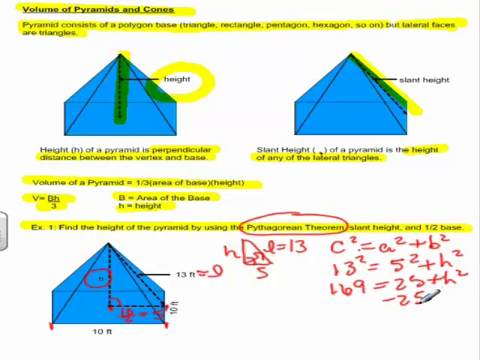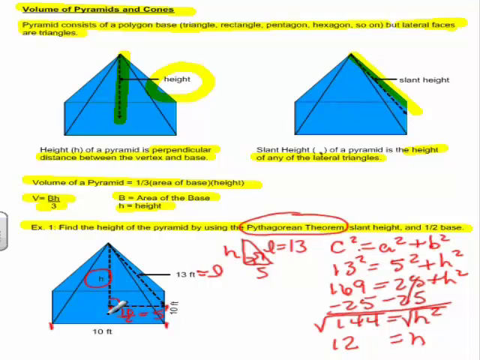And so we subtract 25 from both sides, and we get 144 is equal to H squared. Now, we don't want H squared, we just want H. So remember, when you're doing the Pythagorean theorem, you square root it. So H is equal to 12. And when we're talking about just plain measurements, that's going to be 12 feet. So that is how you find your height. Now, you won't always be missing your height, but just in case you are, you can find your missing height using the Pythagorean theorem. And you can do that for a pyramid and a cone.